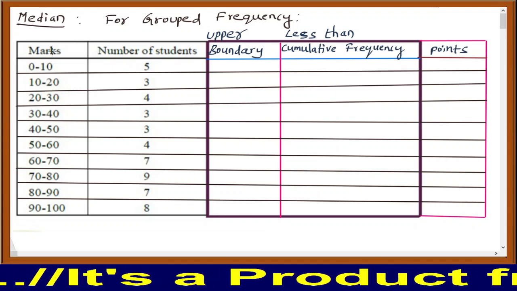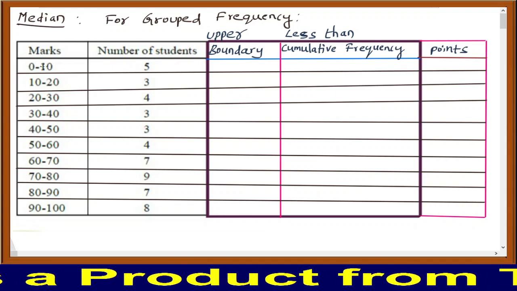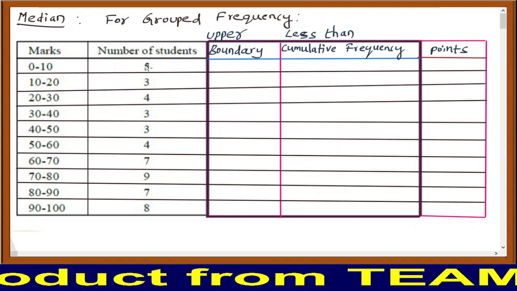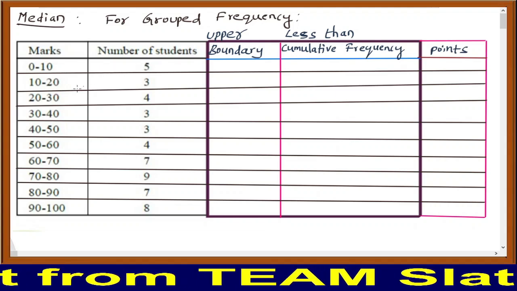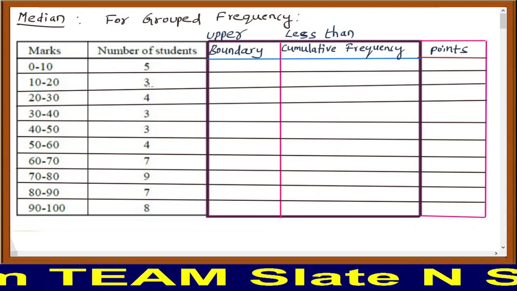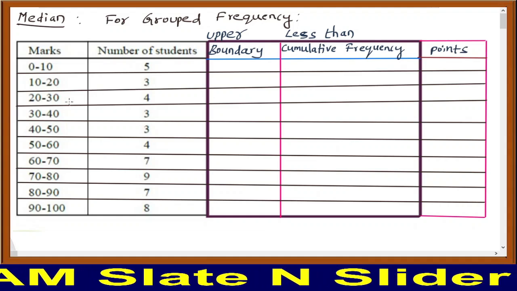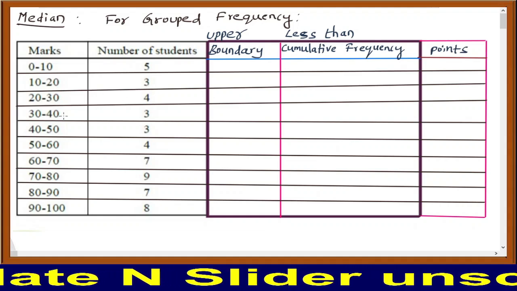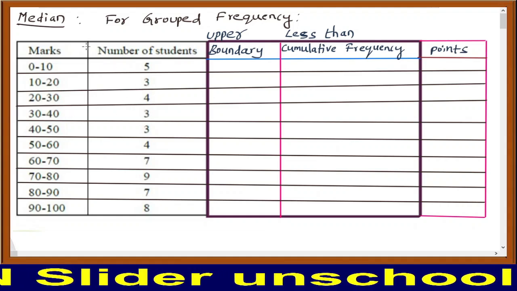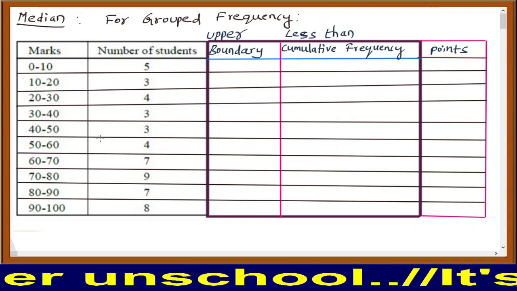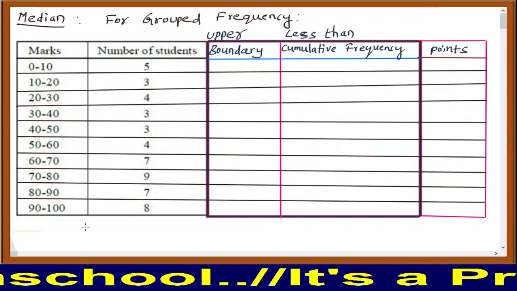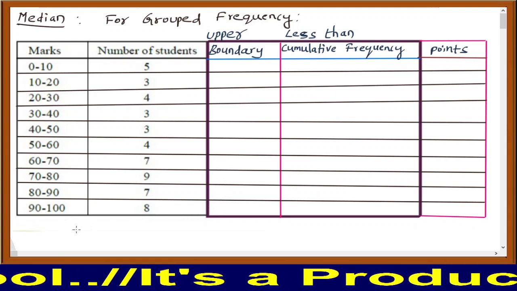See this, marks and the number of students. 0 to 10 marks, number of students is 5. So 10 to 20 marks, 3 students, and 20 to 30 marks, 4 students, 30 to 40, 3 students. Like that this question is given. For this grouped frequency table, we have to find out the median.